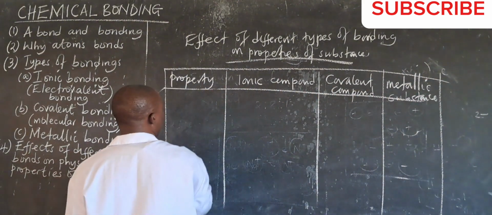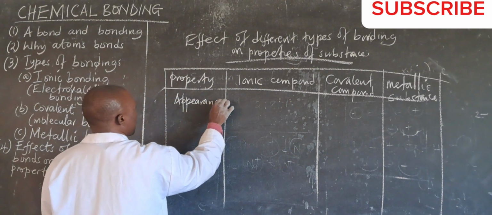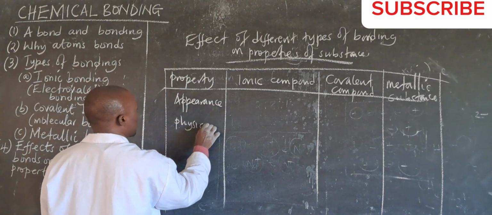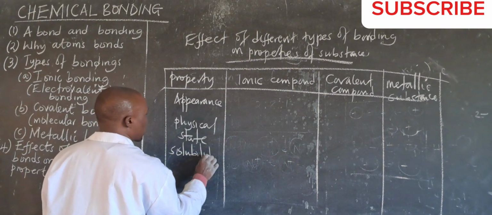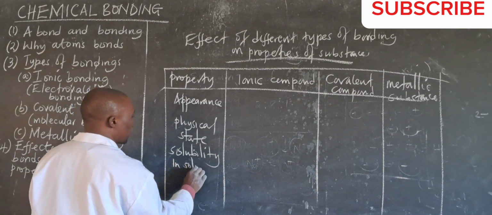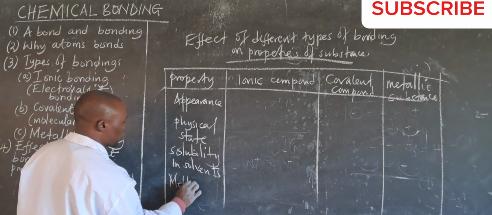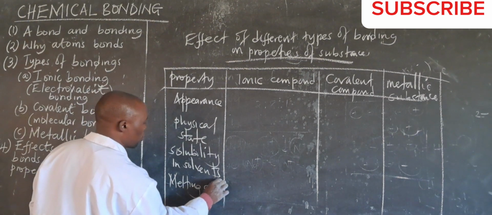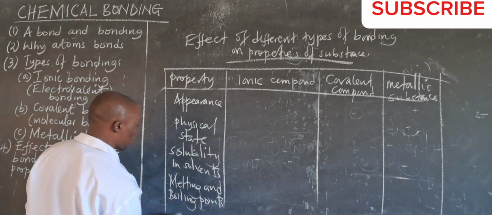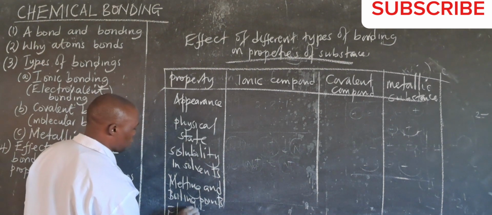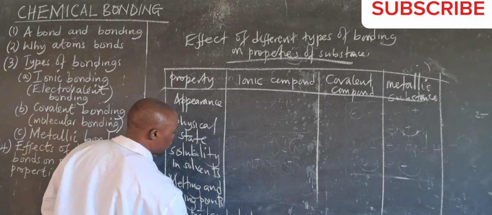So there are several physical properties here. The first property, we can look at the physical appearance, physical state. We can also look at solubility in solvents, then melting and boiling points. Then lastly, we look at electrical conductivity. We shall not look at thermal conductivity. It's not very important to us here.